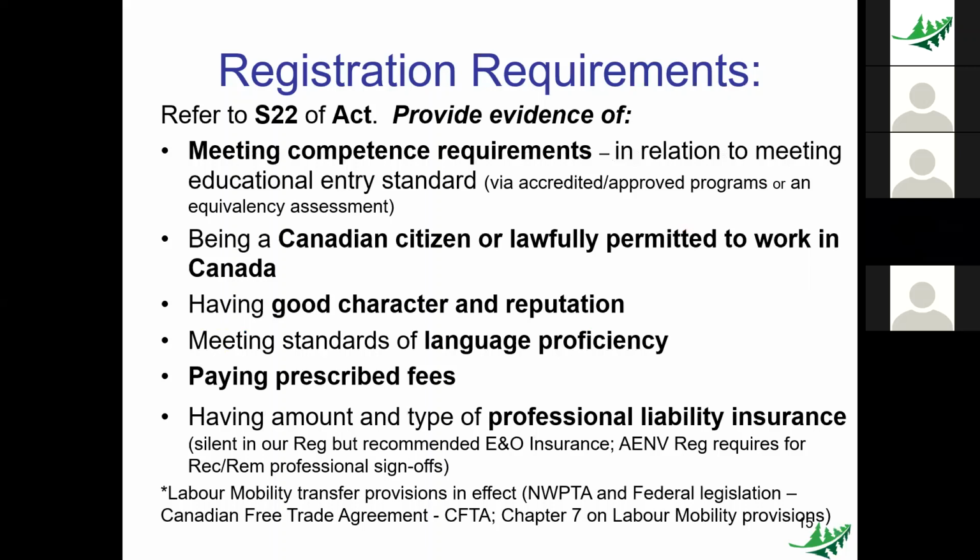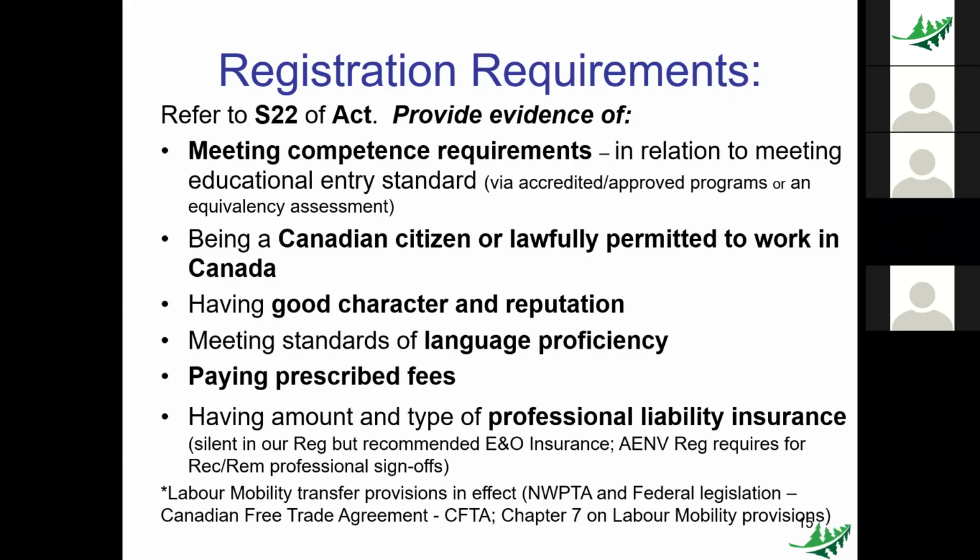Are you lawfully or legally permitted to work in Canada? Do you have Canadian citizenship? These are all things laid out in our regulations that you must meet as well. If we're assessing your good character and reputation through character references, and we're checking with other jurisdictions that you're transferring from, and you have a code of ethics issue or a hearing tribunal outcome, that may affect your registration in this province. It may deny you registration, or it may require us to put practice permit conditions on.